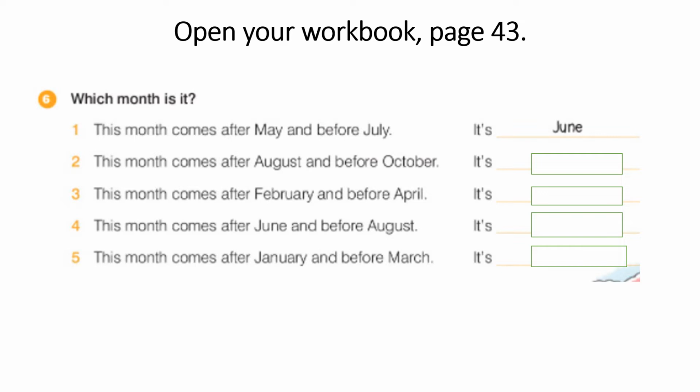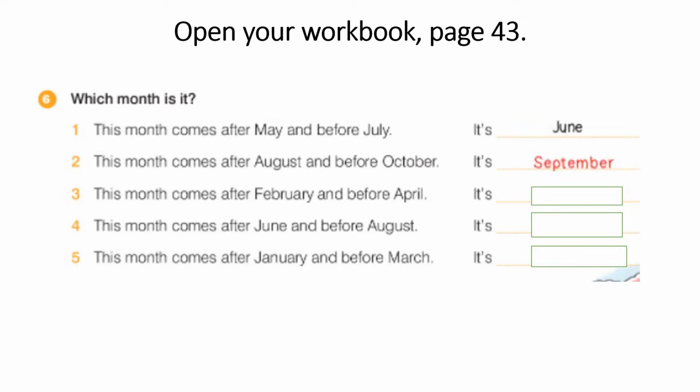Dolazi poslije svibnja, a prije lipnja. This month comes after August and before October. This month comes after February and before April. This month comes after June and before August. This month comes after January and before March. Stop the video and do it.